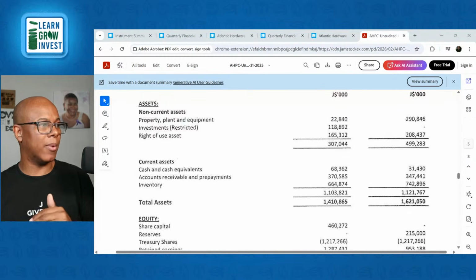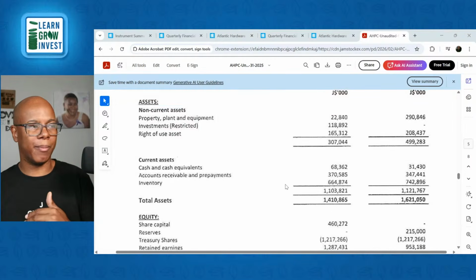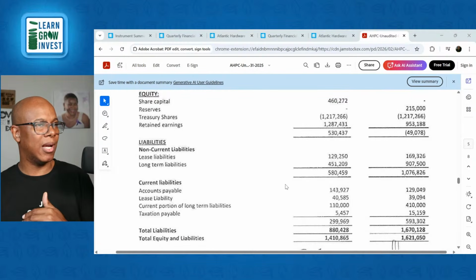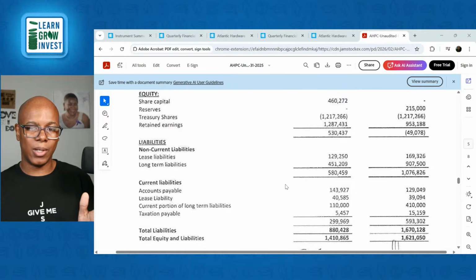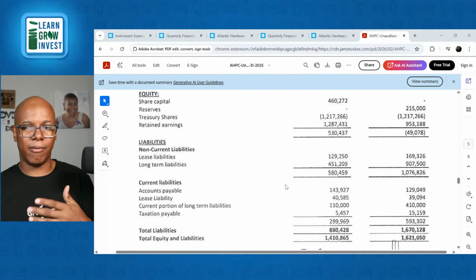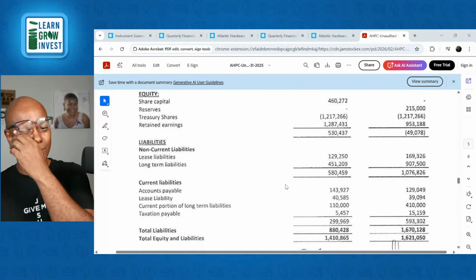So I'm going to go to the other side now of the balance sheet, which is the equity and liabilities. So I'm going to go through that, take any questions that you have, and then we take it from there.